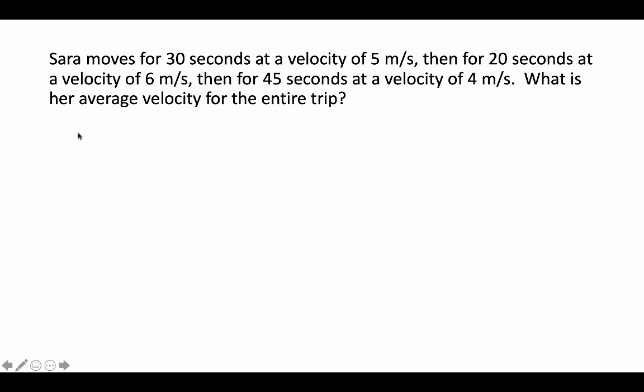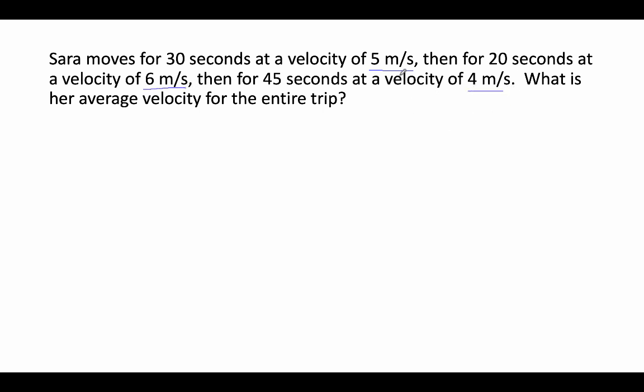So Sarah moves for 30 seconds at a velocity of 5 meters per second, then for 20 seconds at 6 meters per second, and then for 45 seconds at 4 meters per second. What's our average velocity? We're not going to worry about average speed. Let's just talk about average velocity in this. Now, let's see. She had a velocity of 5 meters per second, and then she also had a velocity of 6 meters per second, and then 4 meters per second.